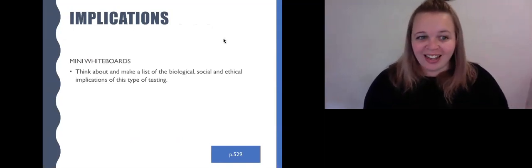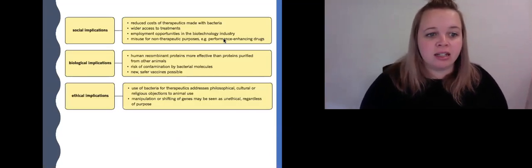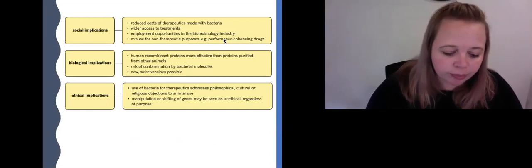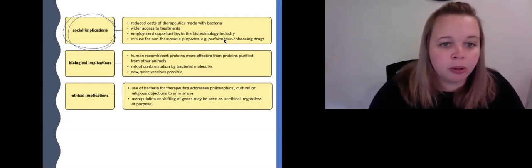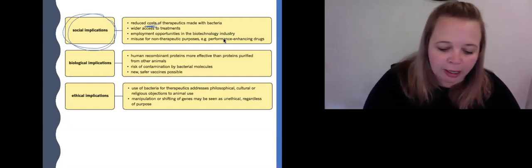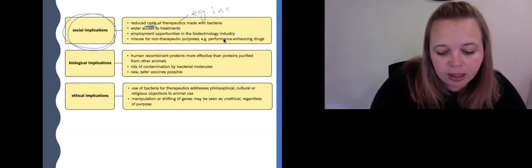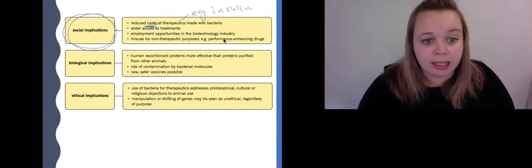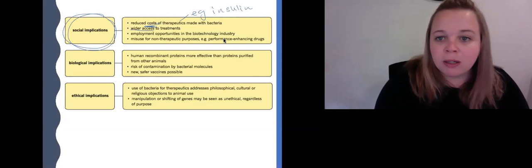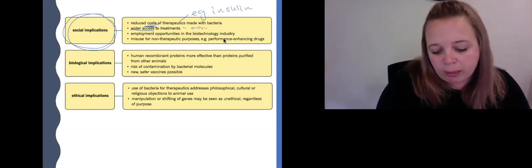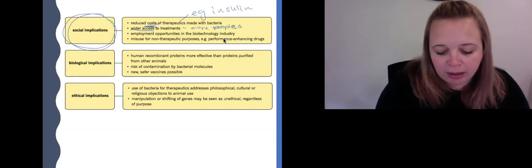So here's a little table and I'm just going to go through each one bit at a time. You can see up the top here, these are some of our social implications in blue. Again, here's something to do with costs. If you make therapeutics with bacteria, e.g. insulin, one benefit is that it doesn't cost as much to use bacteria to make insulin versus pigs. We also get wider access to treatments because we make them cheaper, so they can go further in society. So more people can afford them.